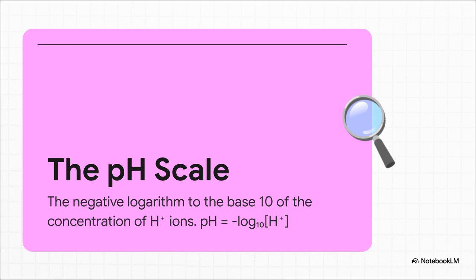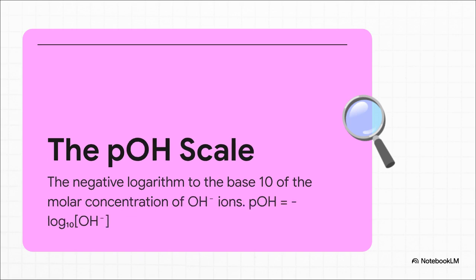It's a logarithmic scale that turns these awkward little numbers into a nice, friendly range, usually from 0 to 14. And the P in pH just means take the negative log of. So pH literally means the negative log of the hydrogen ion concentration. That's it. And just like pH gives us an easy way to talk about acid levels, pOH does the exact same thing for base levels. It's the same logic, 100%. pOH is just the negative log of the hydroxide ion concentration. It's the other side of the same coin.